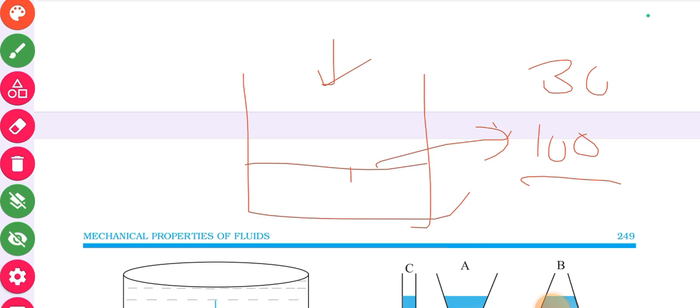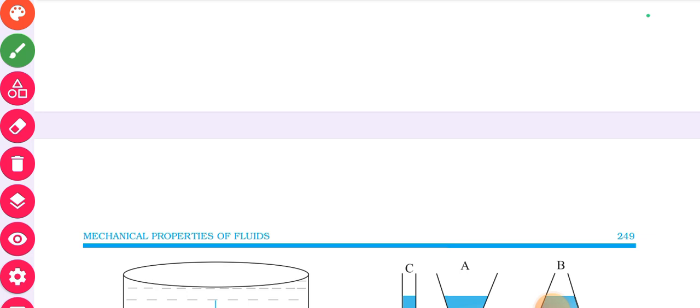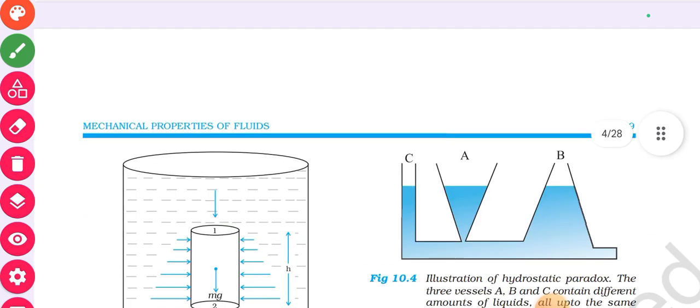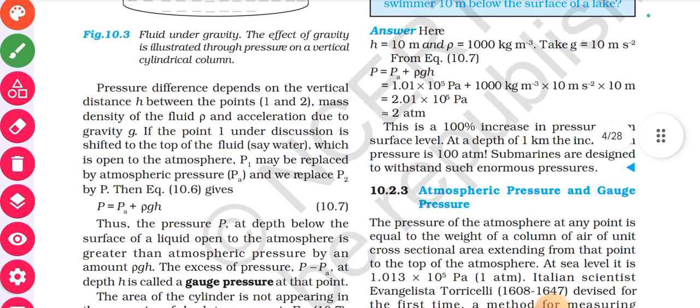So 100 minus 30: the total pressure acting on the body, minus the atmospheric pressure, is the pressure due to this water column. That is what we call gauge pressure. So gauge pressure is basically total pressure minus the atmospheric pressure. We exclude the atmospheric pressure, and what we obtain is the gauge pressure. The formula: the total pressure is atmospheric pressure plus rho g h, and this equals P minus P_A. This will be the gauge pressure.